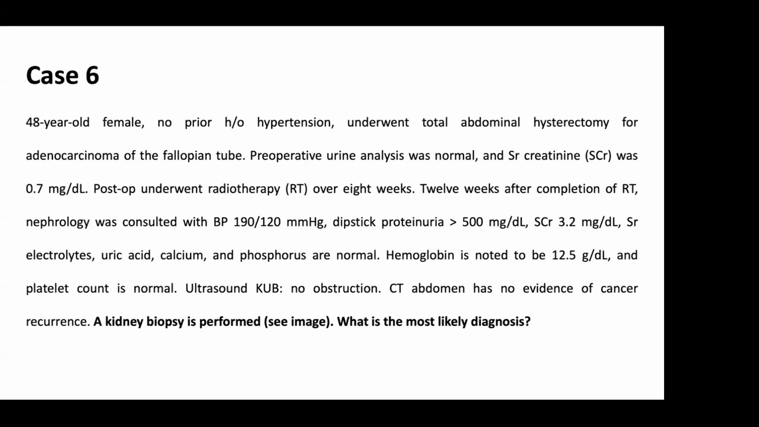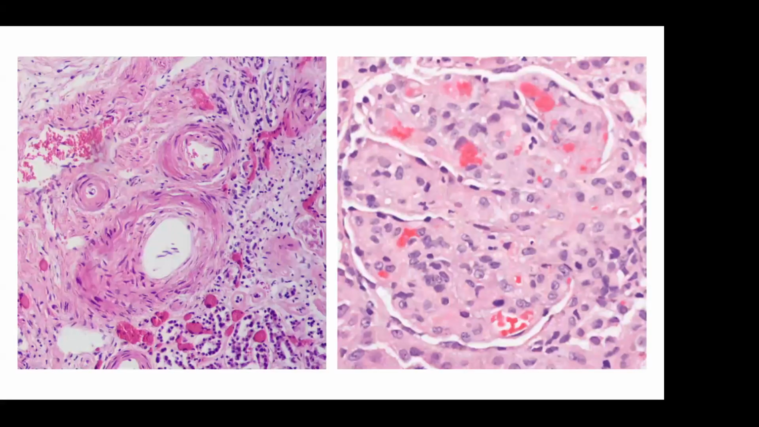Electrolytes, uric acid, calcium, phosphorus were all normal. Hemoglobin was noted to be 12.5. Platelet count was normal. Ultrasound of the kidneys did not show any obstruction, and hence we proceeded with a kidney biopsy because of the severe AKI. What we saw in this patient was possibly related to the patient's radiation therapy. What you're seeing in the first diagram here is the concentric hypertrophy of the arteriole, and what you're seeing here is fibrin deposition in the capillary loops, which is a kind of renal limited thrombotic microangiopathy.